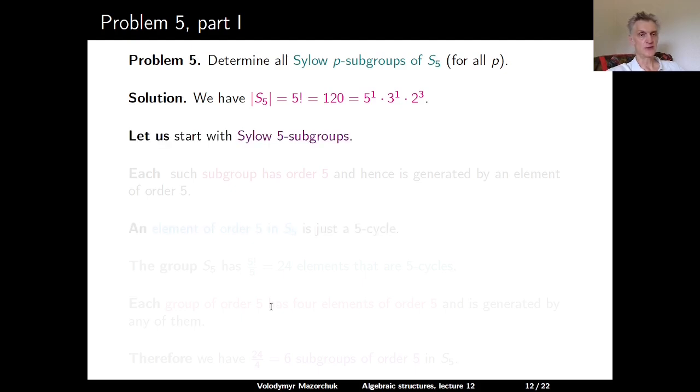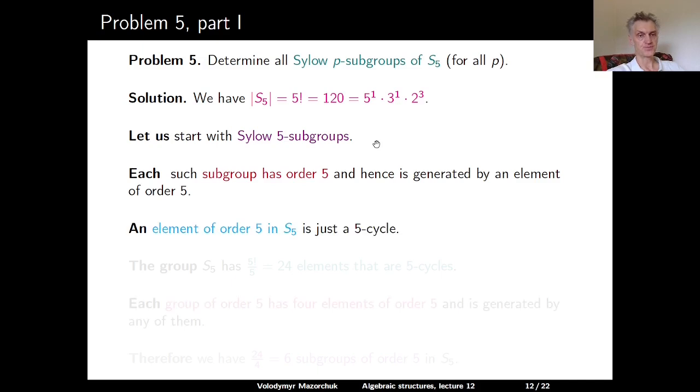Let us start with Sylow 5-subgroups. Each such subgroup has order 5, because we have only 5 in this decomposition, and hence is generated by an element of order 5. In fact, it's isomorphic to Z5 because 5 is a prime number. An element of order 5 in S5 is just a 5-cycle. And the group S5 has 5 factorial divided by 5, 24 5-cycles.